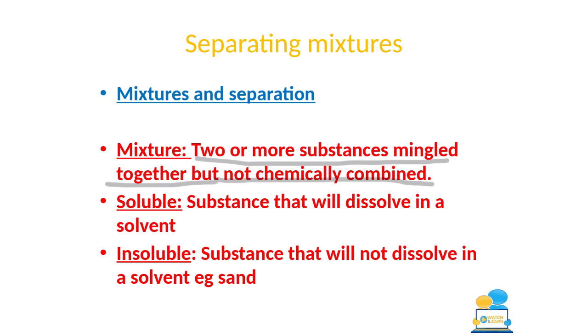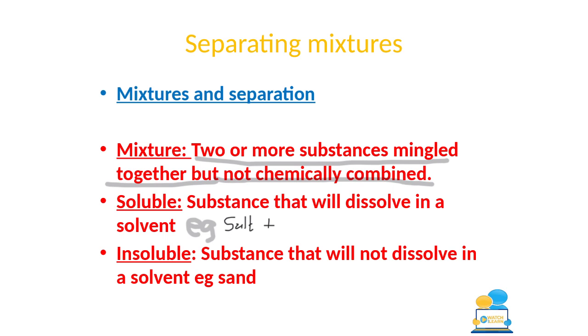So a couple more pieces of terminology I want you to be aware of. What does soluble mean? Soluble means that a substance will dissolve in a solvent. So for example, if you think about substances that can dissolve in a liquid or in a solvent, salt and sugar.